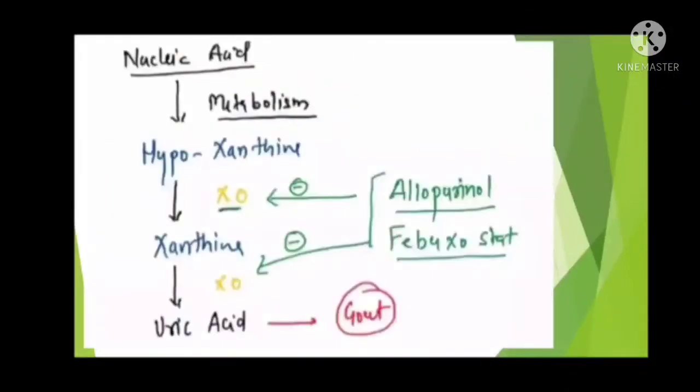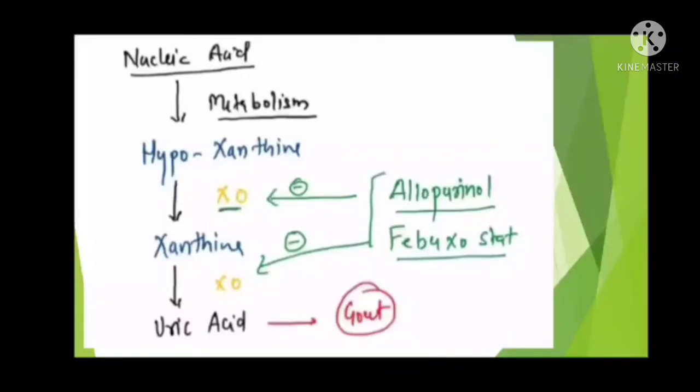Now let's talk about the other group of drugs we have, which decrease the synthesis of uric acid. As we know, uric acid is the end product of purine metabolism. So now look at this chart. As we know, every cell has nucleic acid which is made up of purines and pyrimidines.